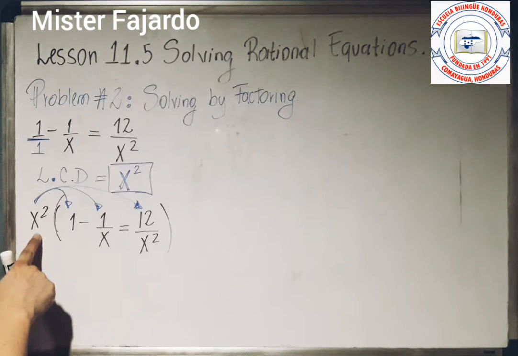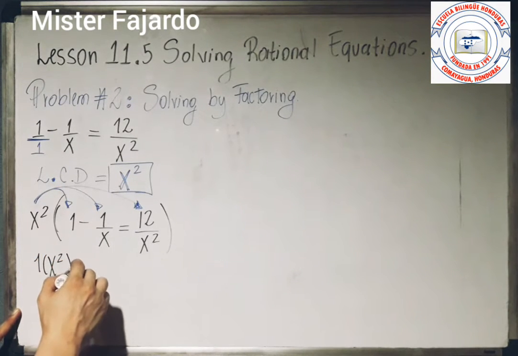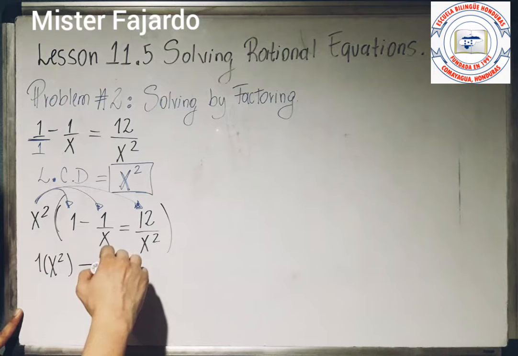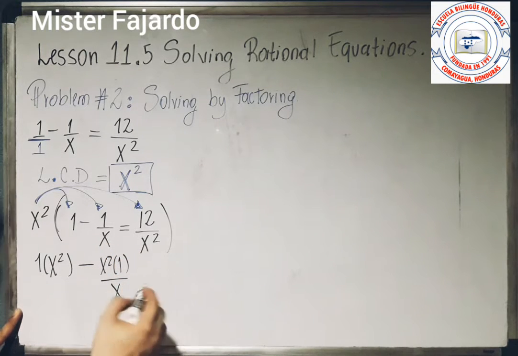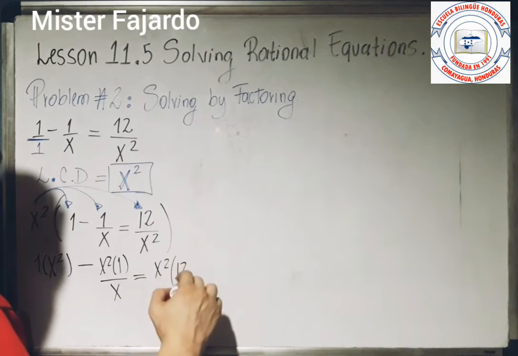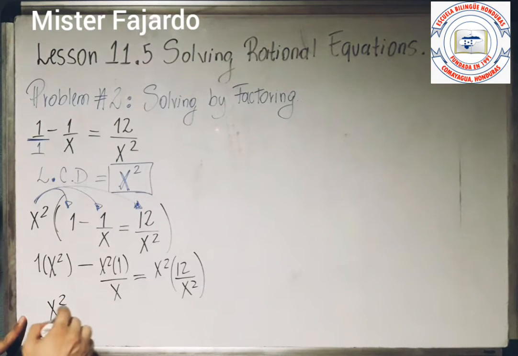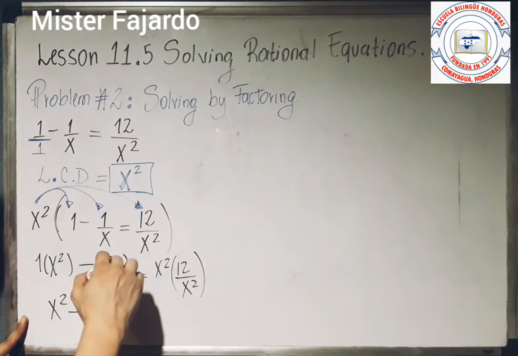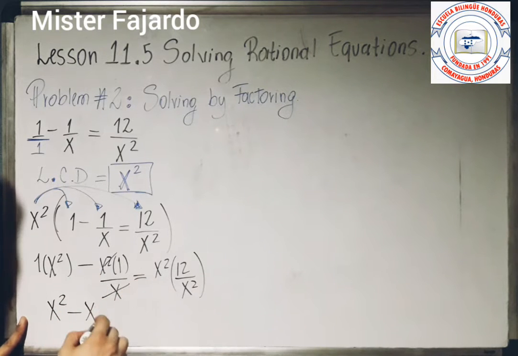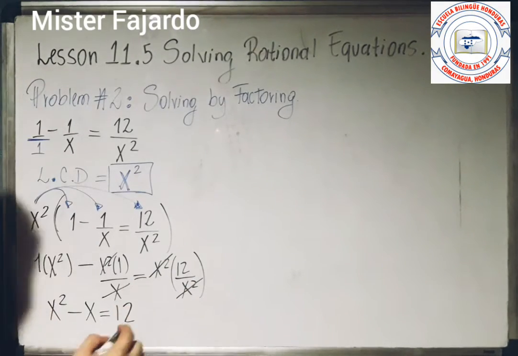It's going to be x to the second power times 1, just to show you, you can see it. Then negative x to the second power times 1 divided by x, if you can see it in that way, and in the other one, x to the second power times 12 and x to the second power divided, okay? If you multiply this, you're going to have x to the second power, then minus, I'm going to eliminate this x with this x, and you're just going to have 1x times 1 is going to be x, and then equal to, these two are going to be eliminated because they are the same, and you're going to have 12, okay?